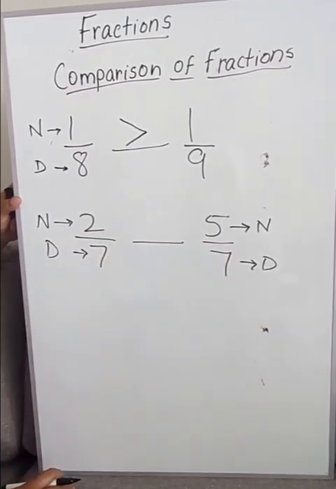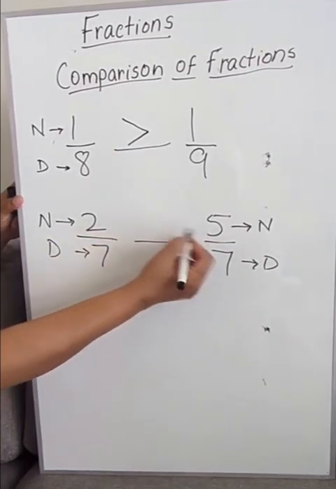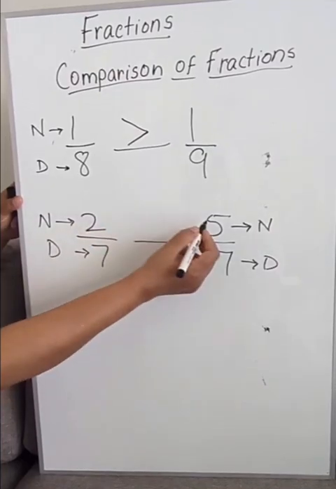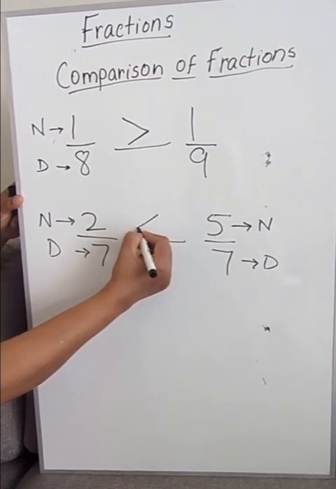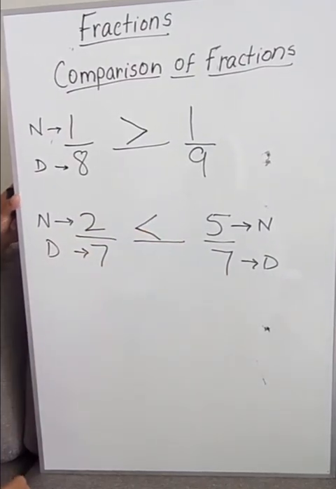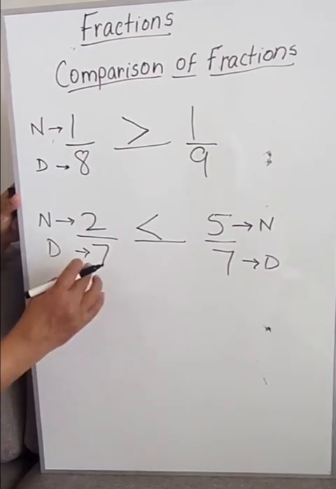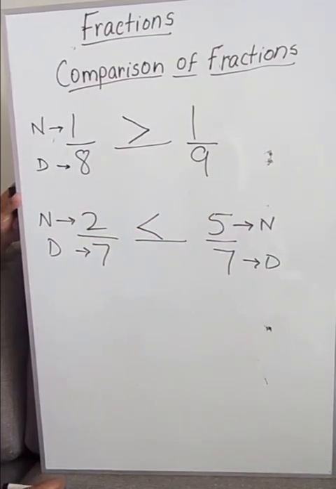So when we have to compare these two fractions, we look at the numerators. One is 2 and one is 5. Which is the bigger number? Between 2 and 5, 5 is the bigger number. So that's why 5/7 is the bigger fraction. So when the denominators are the same, you look at the two numerators and compare them.